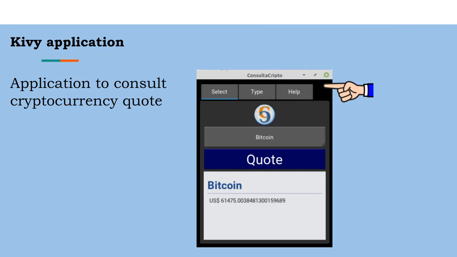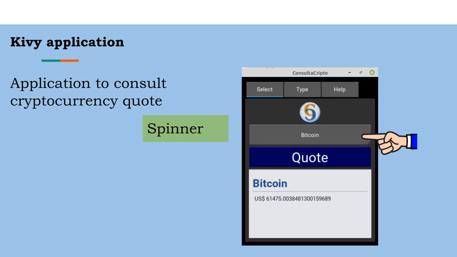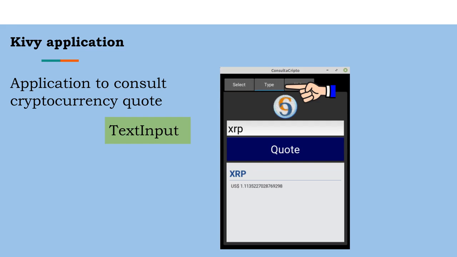The first feature is that the application uses a tabbed panel. Another interesting feature is the use of a spinner. Spinner is a widget that provides a quick way to select a value from a set. The tabbed panel allows the user to switch to a tab where, instead of selecting the cryptocurrency, they can type in the name of the currency. If the name is recognized by the service provided by the API, the value will be displayed by the application.